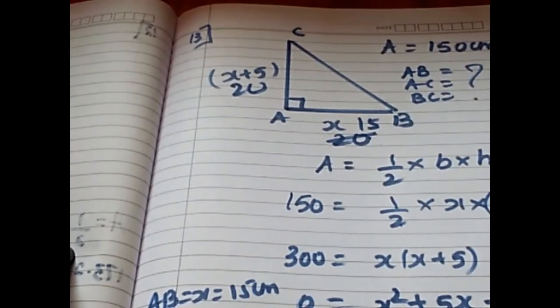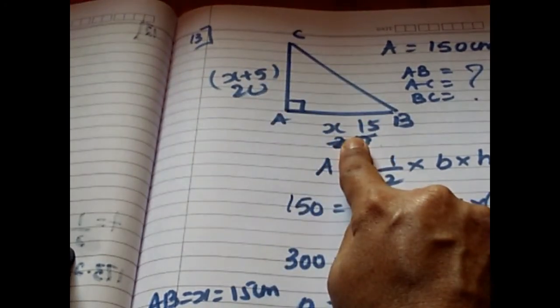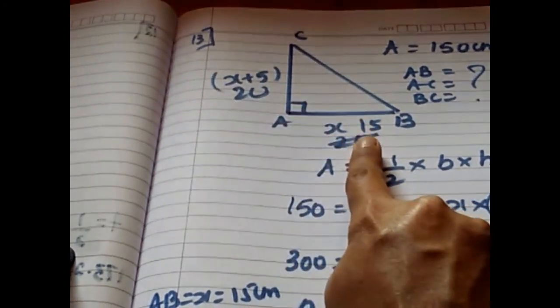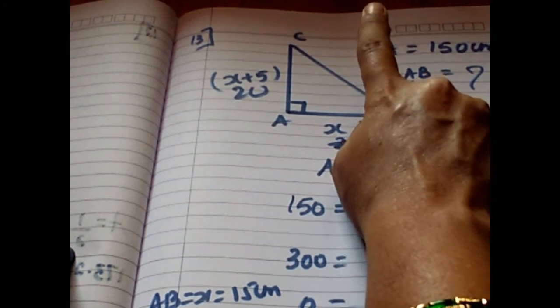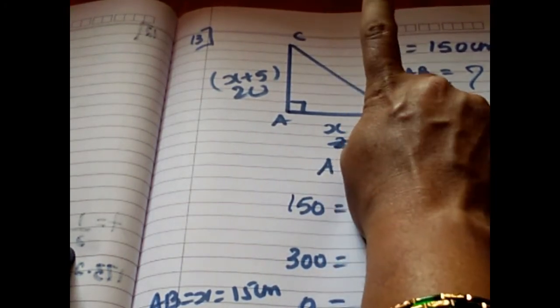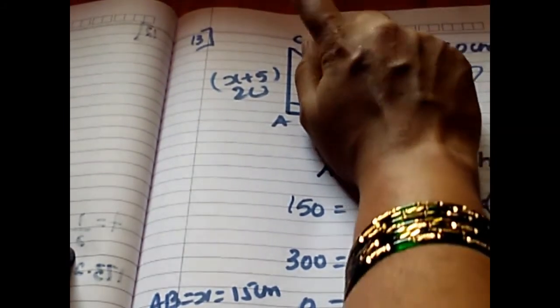Find BC by using Pythagoras theorem. So 20 square is 400, 15 square is 225, 400 plus 225 is 625. Square root of 625 is BC. I am not showing the solution how to find BC. Apply Pythagoras theorem and try to complete it.